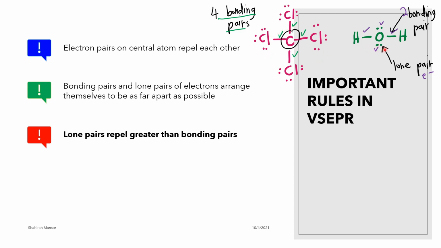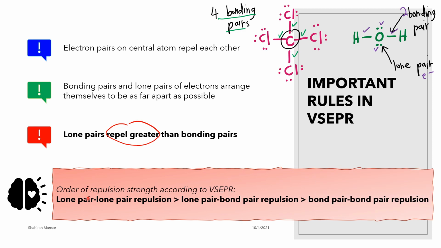But for water, we have two different types of electron pairs, bonding pairs and lone pairs. Here, according to the third rule in VSEPR, lone pairs repel more strongly than bonding pairs. So we can predict that when we have lone pairs together with bonding pairs, the repulsion by the lone pairs is stronger than the repulsion between bonding pairs only. This causes the bond angle in the water molecule to be smaller.